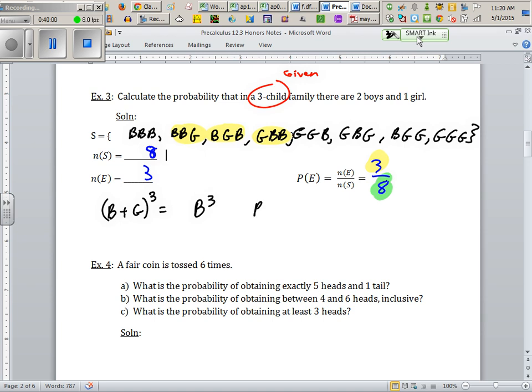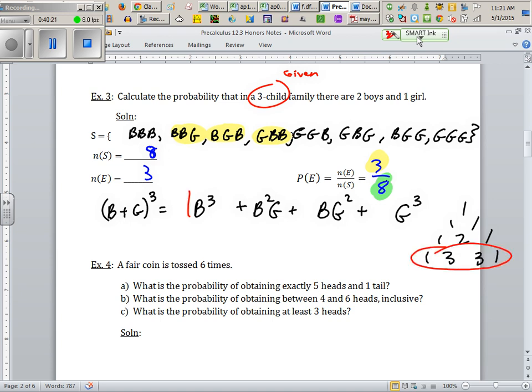There's going to be a b cubed and a b squared, and there's going to be a b. And with the b squared term, there's going to be a g. And with the b, there's going to be a g squared. Oh yeah, and there's a g cubed at the end. And then I can get my coefficients from Pascal's triangle. 1, 3, 3, 1, you know. 1, 3, 3, 1.